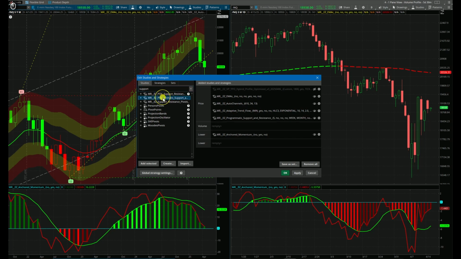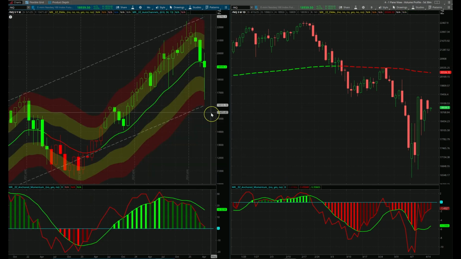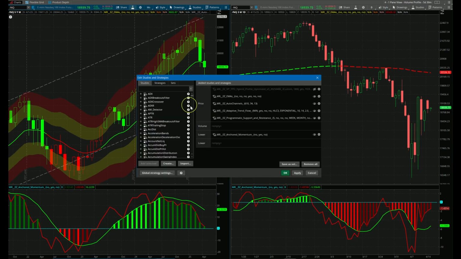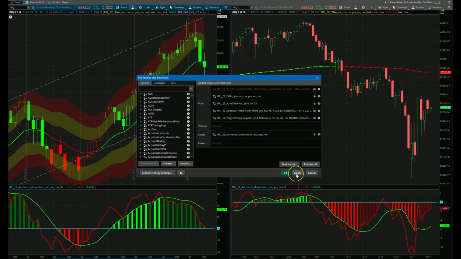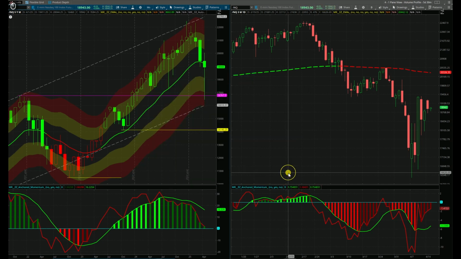There we go. That's what I'm looking for. A little programmatic support resistance. And we've got to dial in the right information. We got week and a month. We're going month and quarter. Interesting.